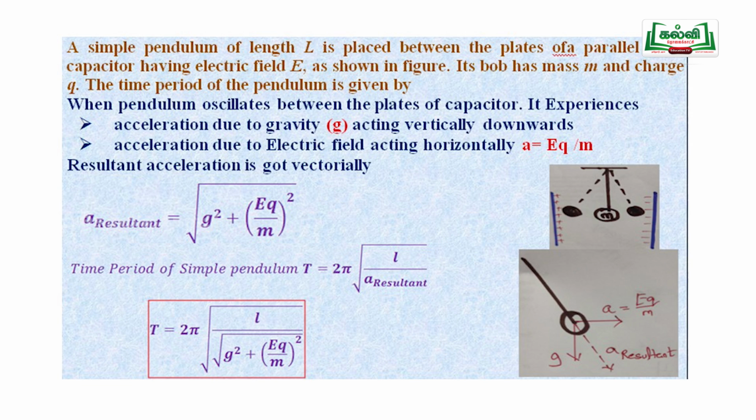Okay. The next one. This is the sum where you have to apply vector laws. So, listen: a simple pendulum of mass m is oscillating between the plates of a parallel plate capacitor. It has some charge. You have to find out the time period of this simple pendulum. The time period formula, we know very well, is T equal to 2 pi root of L by g.